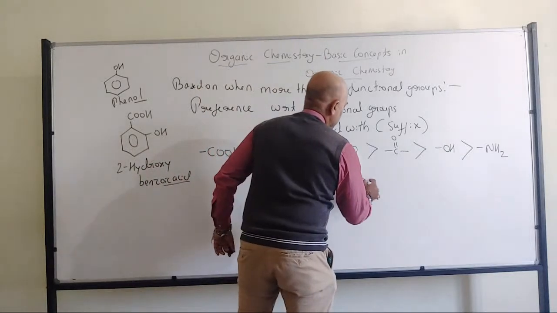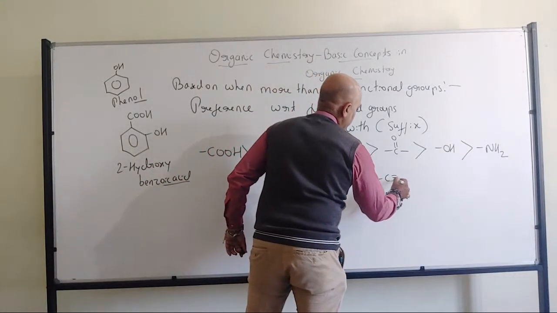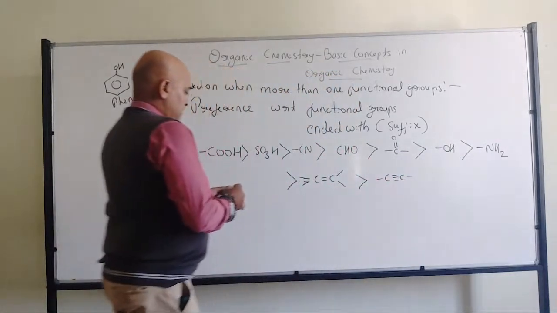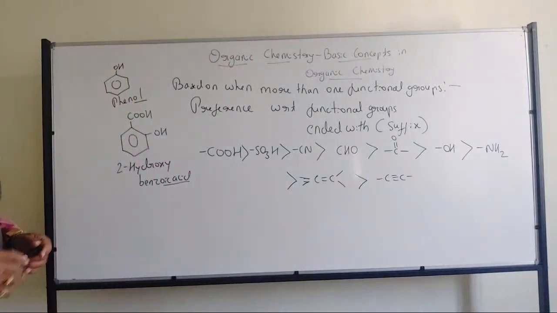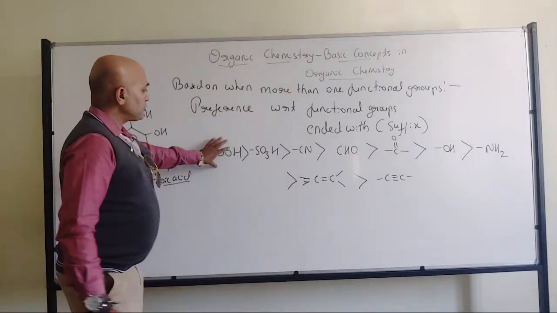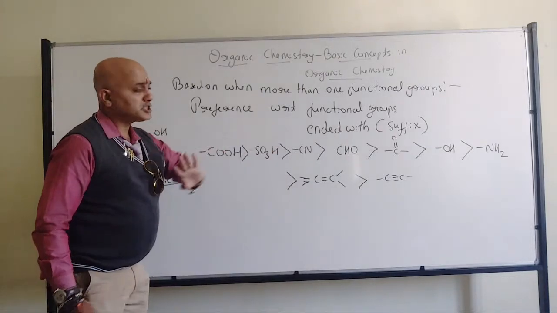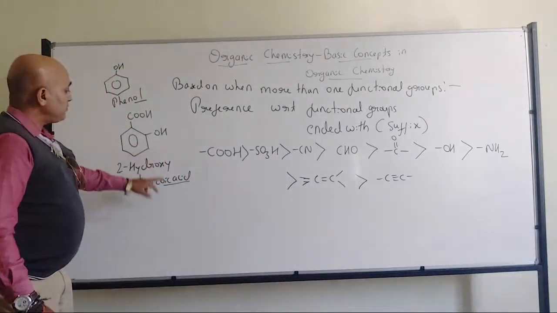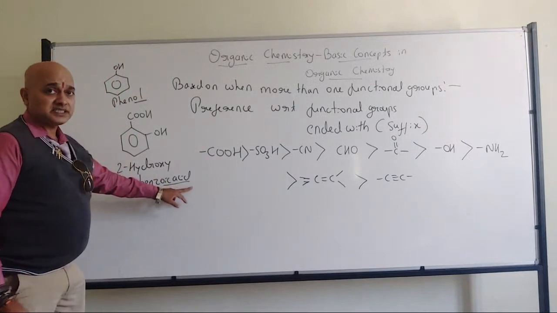Double bond. Then we have the triple bond. Okay? All of you got my point? So if a carboxyl group is there, any other functional group might be there, but the name of the molecule should end with oic acid.